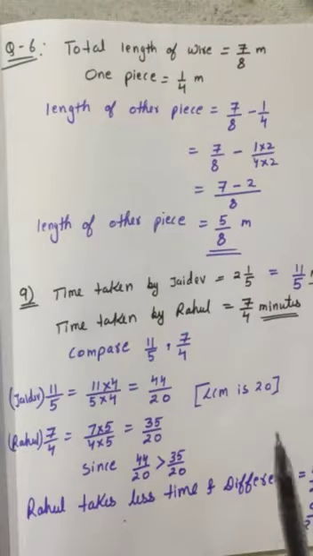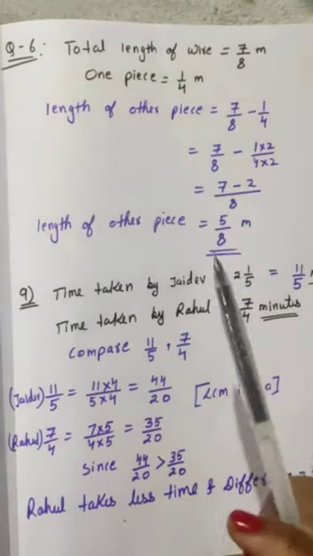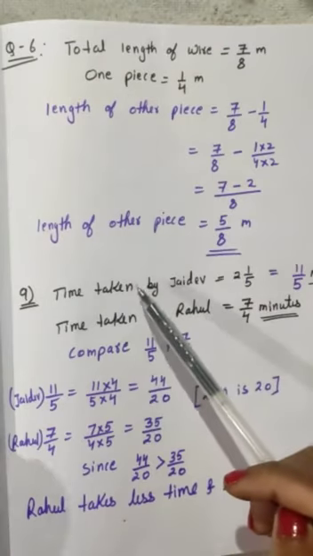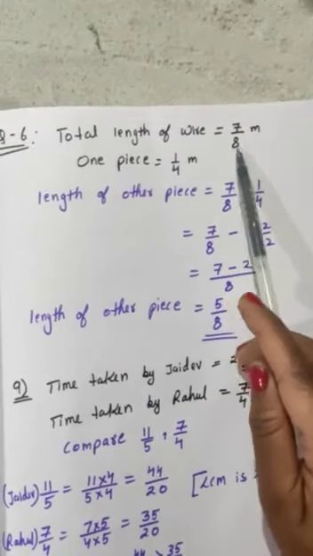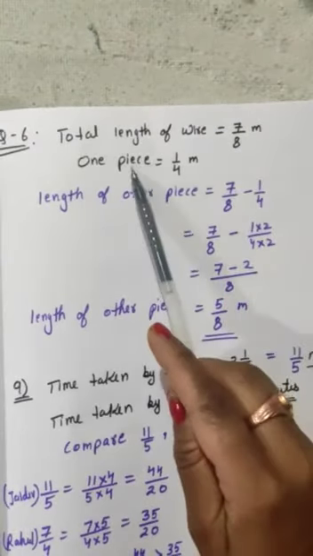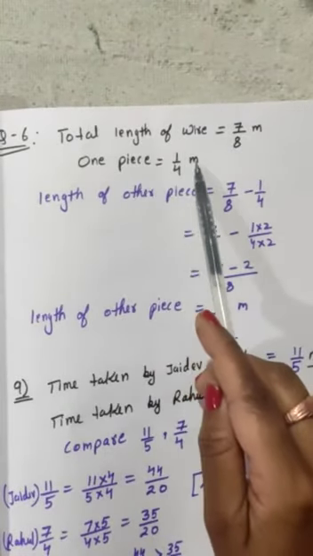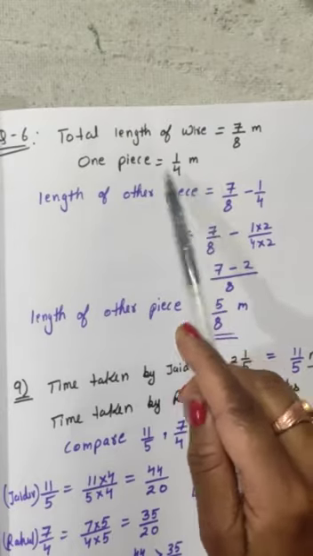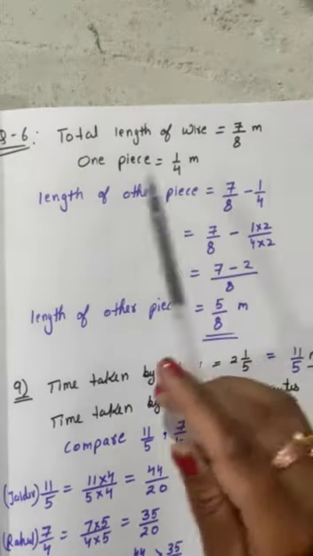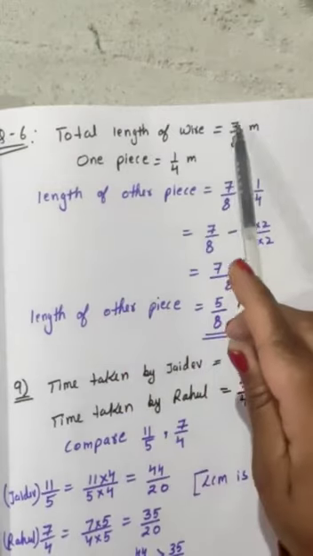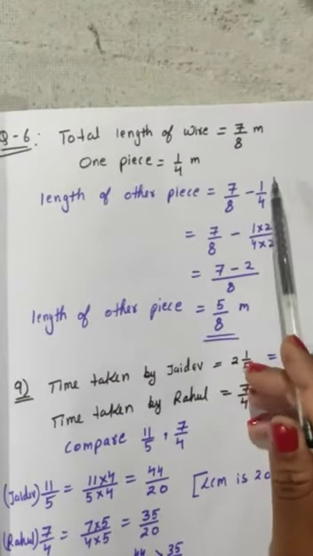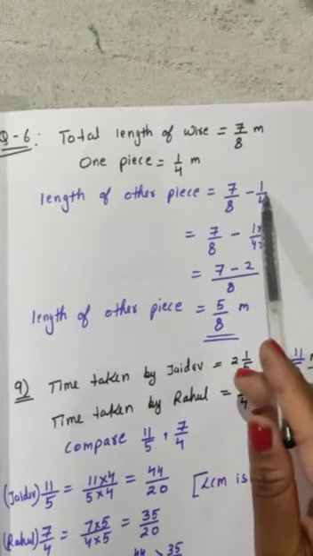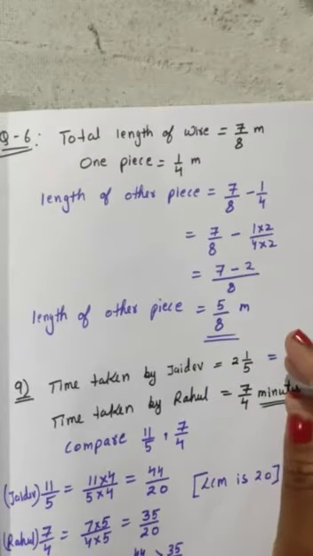Okay, now you can see we have done this word problem, which is 6, where it was given that a wire which was of total length 7 by 8 meter was broken into two pieces. One piece was of length 1 by 4 meter, and the question is what is the length of other piece? How long is the other piece? So length of other piece is the total length 7 by 8 minus 1 upon 4. So this is just the subtraction of like fractions which you have already done, only word problem is given.